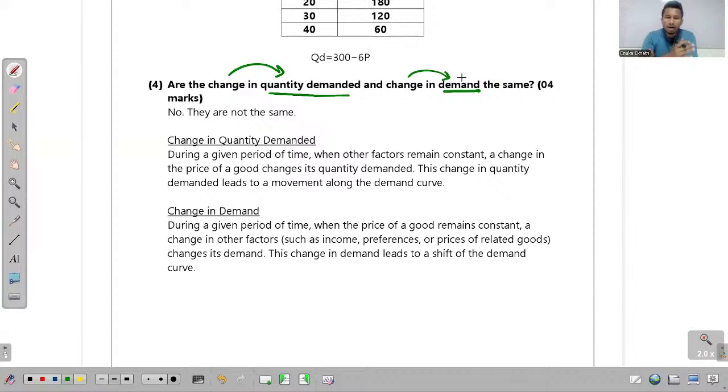So these are clearly two different concepts. Change in quantity demanded is one thing, change in demand is another thing. So what's the difference between change in quantity demanded and change in demand? What's the difference? A change in quantity demanded will arise in the market when the price of the good changes.